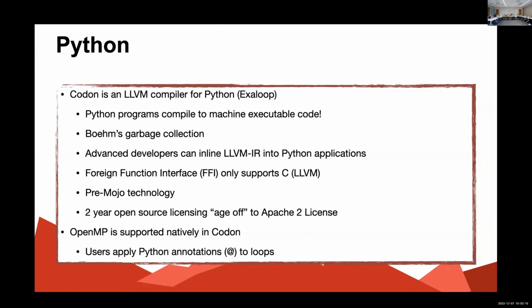So that's by release. OpenMP is natively supported by Codon, so Python users just have to drop an annotation on top of a loop, and they get OpenMP support for free.